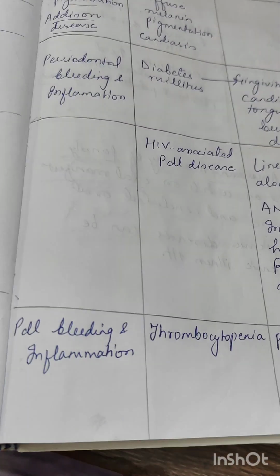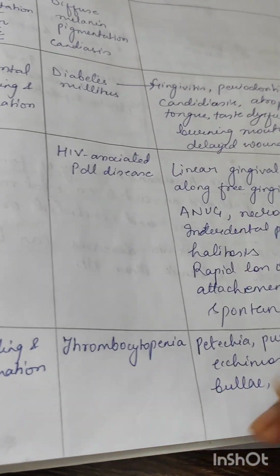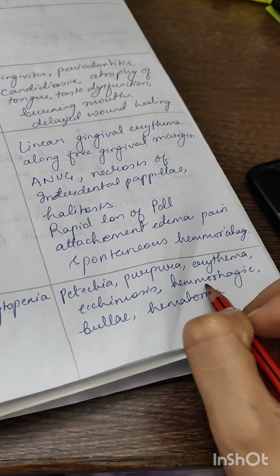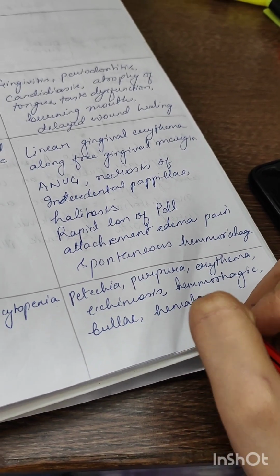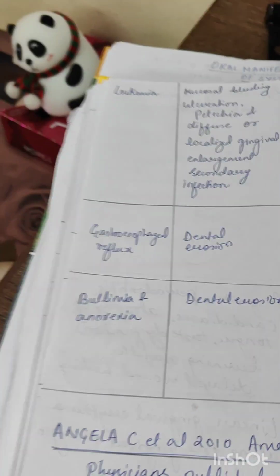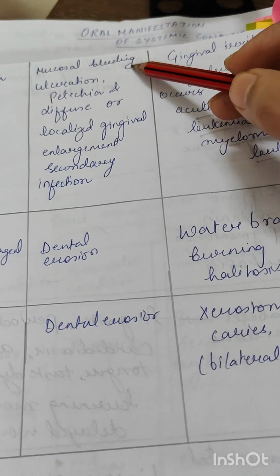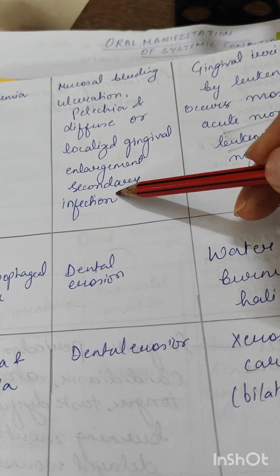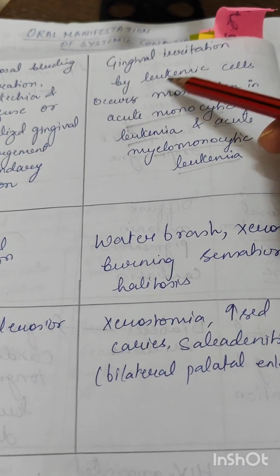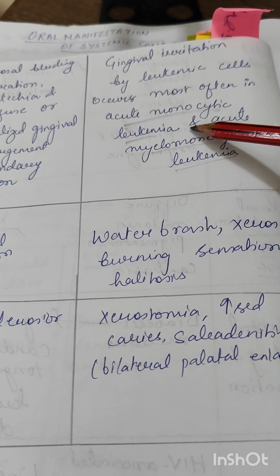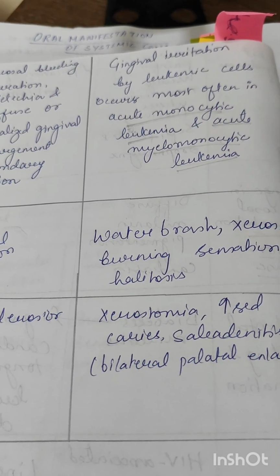Then comes periodontal bleeding and inflammation. First is thrombocytopenia: petechiae, purpura, erythema, ecchymosis, hemorrhagic bullae, and hematoma. Profound bleeding on minor trauma also. Leukemia: mucosal bleeding, ulcerations, petechiae, diffuse or localized gingival enlargement, secondary infections. Gingival irritation in leukemia occurs mostly due to acute monocytic leukemia or acute myelomonocytic leukemia.